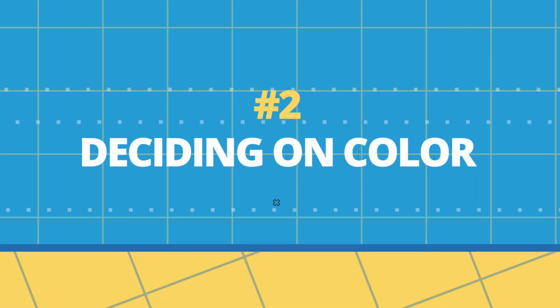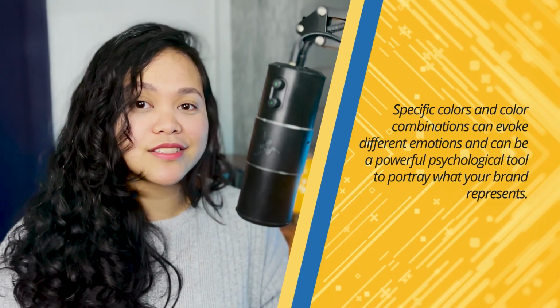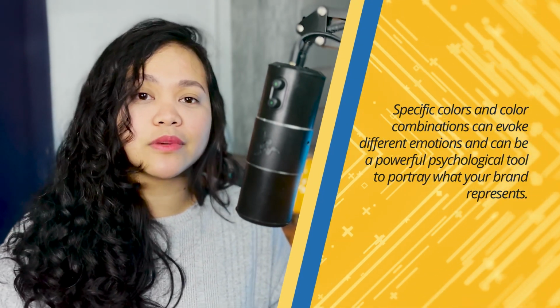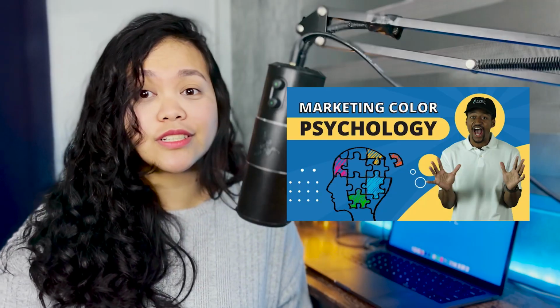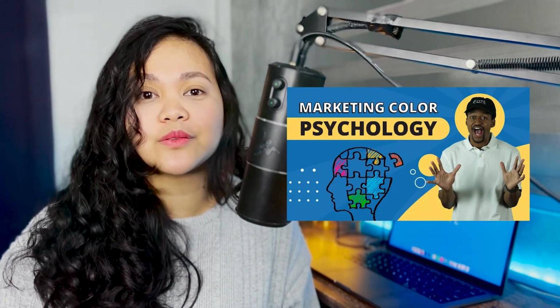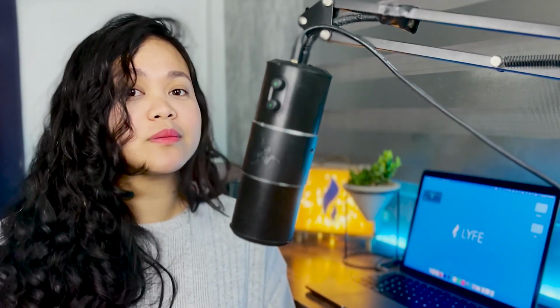Number 2 is deciding on color. Your chosen colors can easily set the tone of your visual branding. Specific colors and color combinations can evoke different emotions and can be a powerful psychological tool to portray what your brand represents. Be sure to take color psychology into account when creating your brand graphics. Aside from color psychology, you need to be thinking about color interaction. Make sure your colors don't clash and when used, complement each other well.